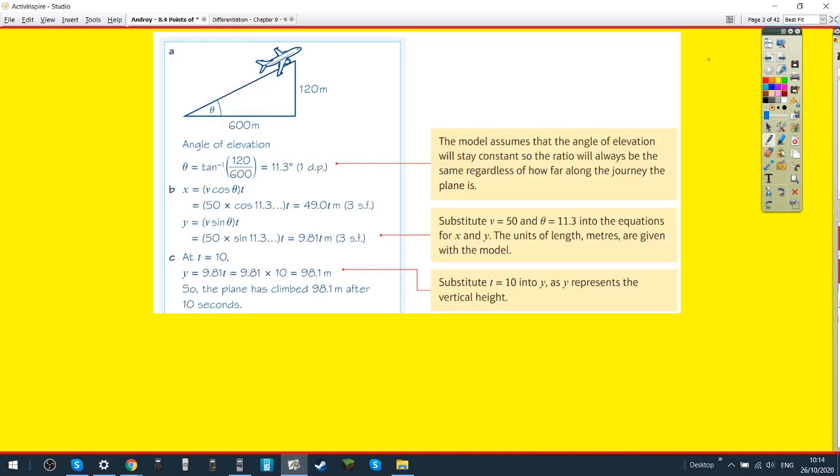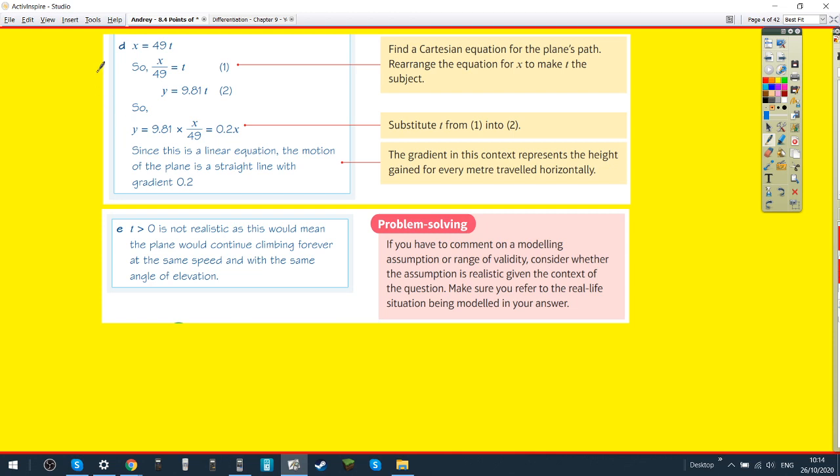Let's see. So 11.3. That was arctan for that one. So the sine rule would have worked as well. Simpler SOHCAHTOA. This one, 49.0t, 9.81t for those two. That was v cos theta, v sin theta. Sub in 10, you get 98.1. Yes, so you use those values and sub them in, and then you eliminate t.